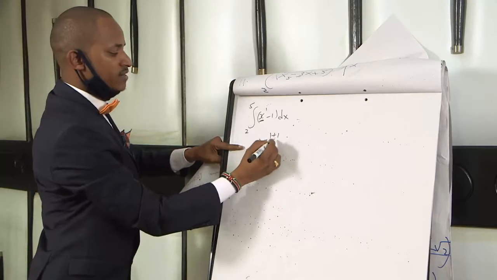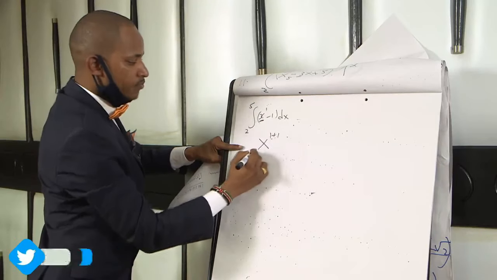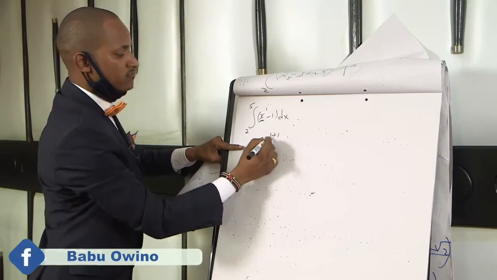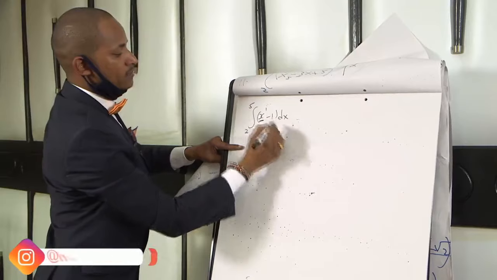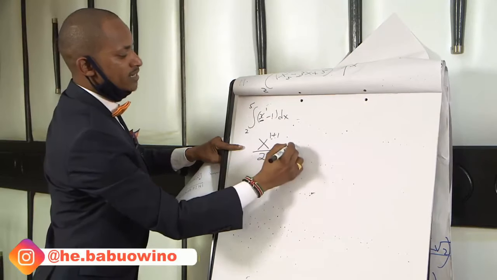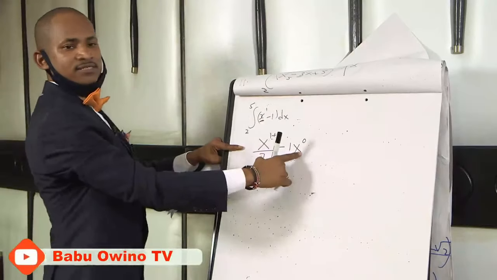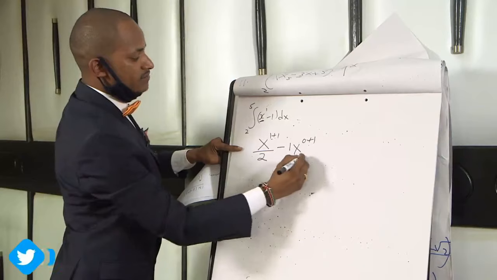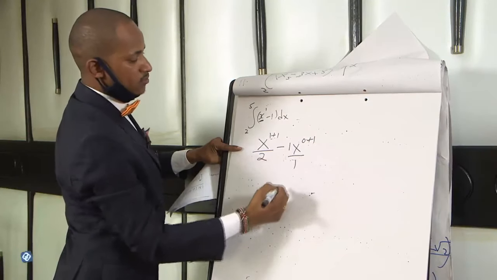Then what you divide with it, what you add, what you get from the power, you divide with that answer that you get, with the summation of 1 plus 1, that is 2. Then minus, remember here we have 1. 1 can also be written as 1 times x raised to power 0. So 1 can be written as x raised to power 0. You add 1, then divide it by that value that you get. 0 plus 1 is 1.